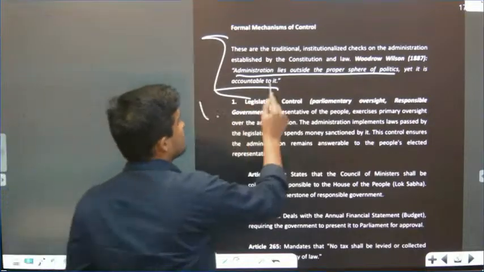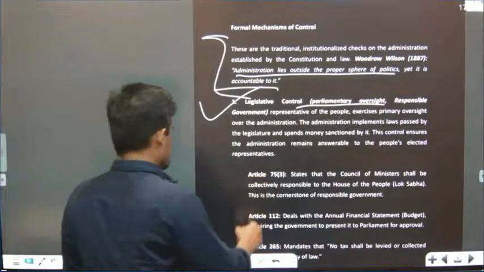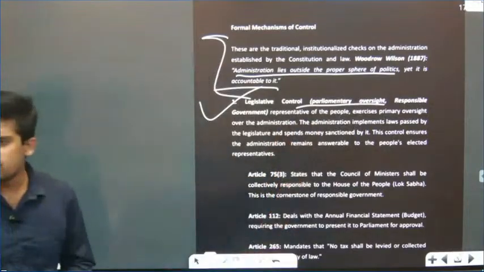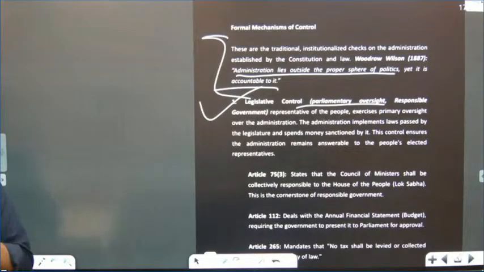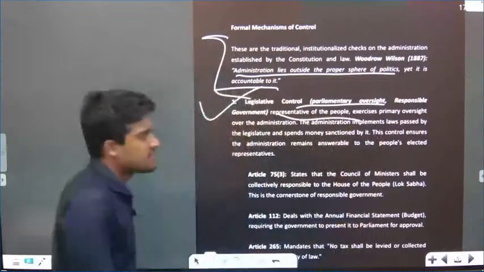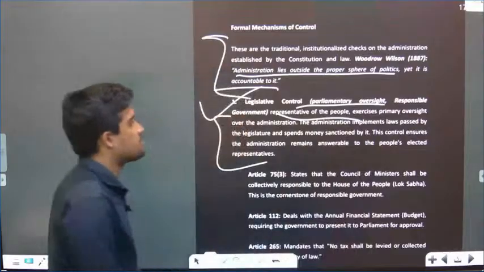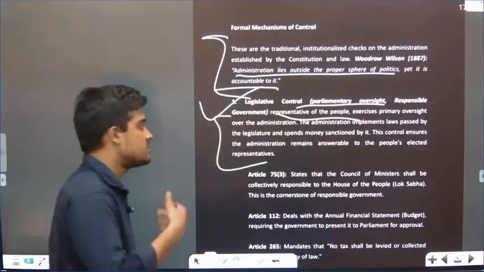So legislative control, parliamentary oversight, responsible government. Legislative control means what? Parliamentary control. In India, parliamentary control. Parliament is the representative of the people and exercises primary oversight. The administration implements laws passed by the legislature and spends money sanctioned by it.